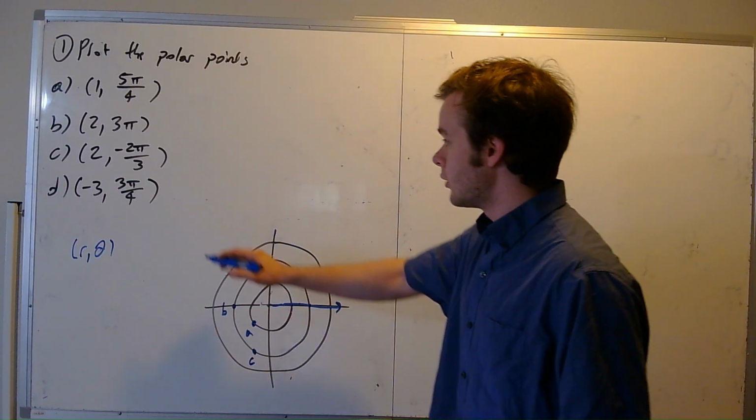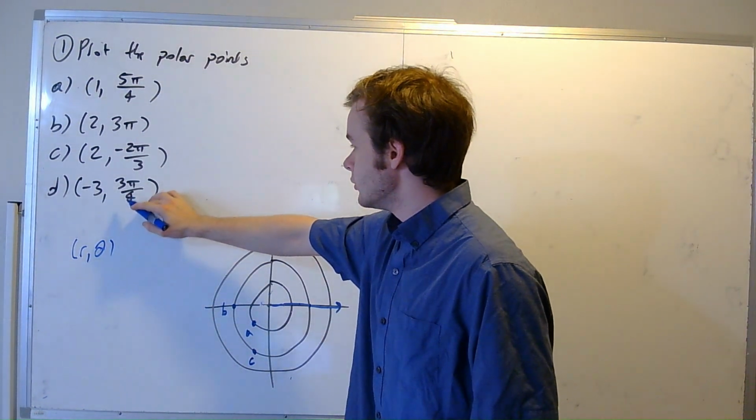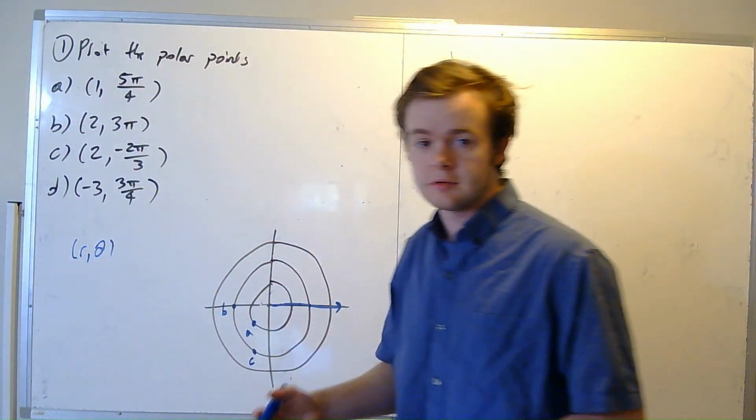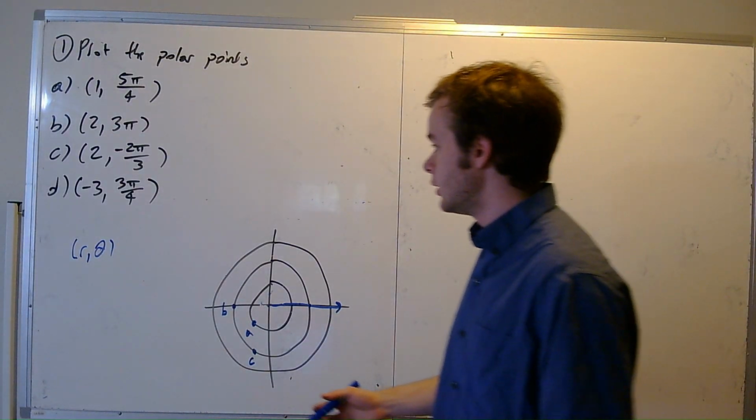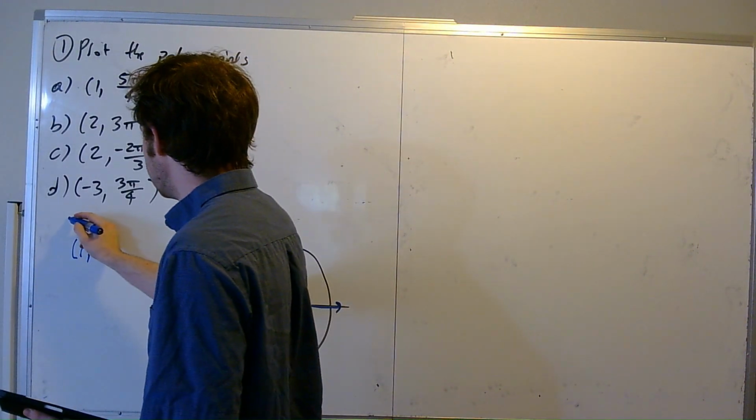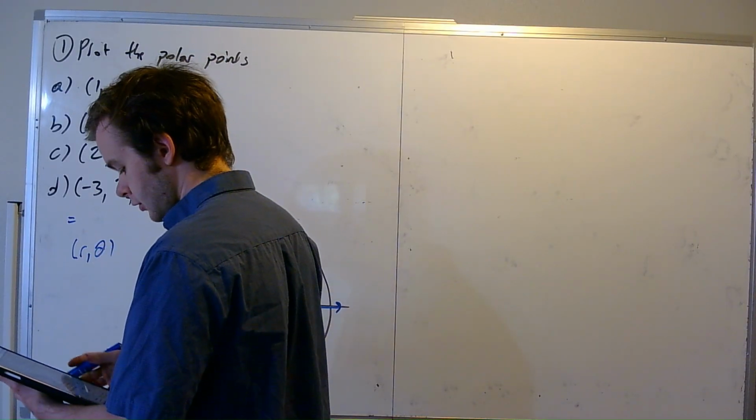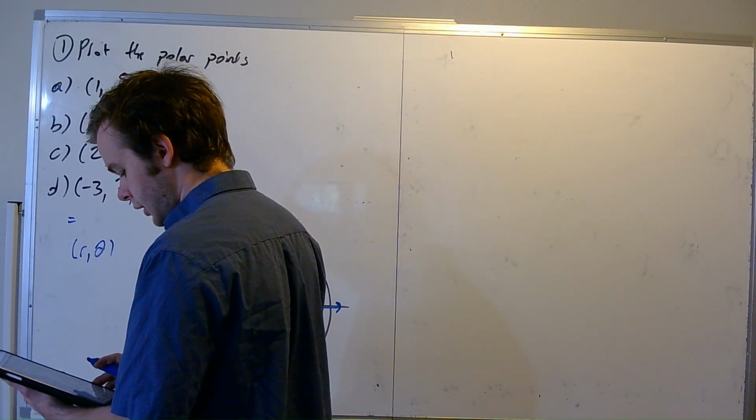And now this angle here, notice this has a negative radius. I said we want to convert that to an angle with positive radius. We always want to do that. So what we can do is go ahead and add pi.